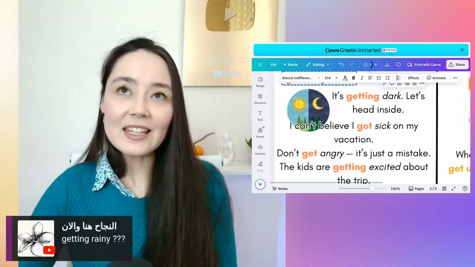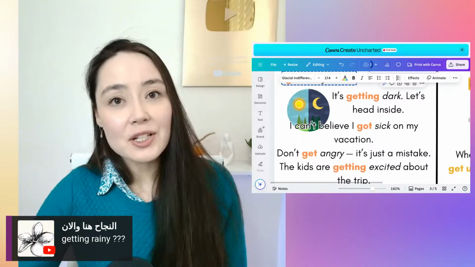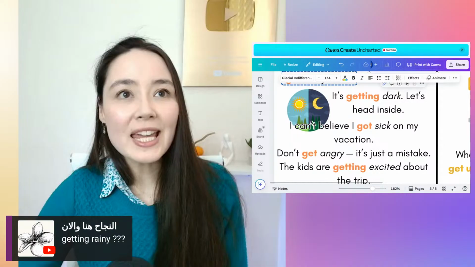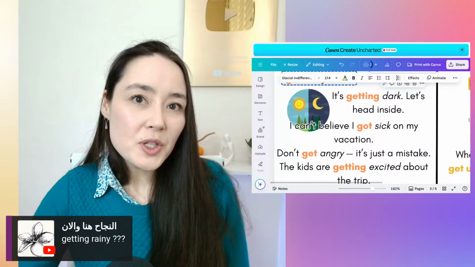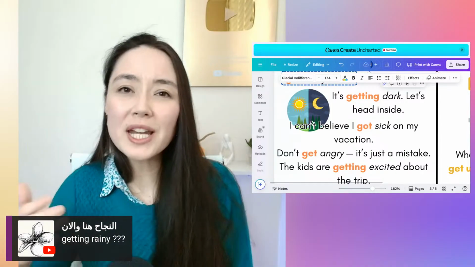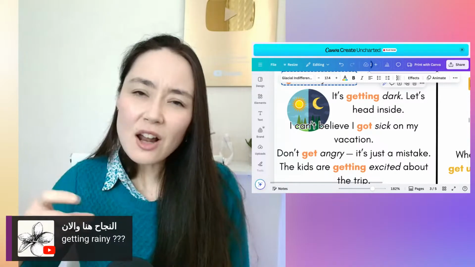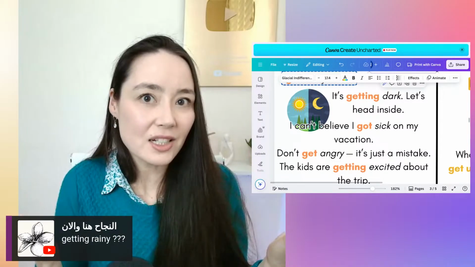Getting rainy. Grammatically, it works. We have get plus adjective. Rain is an adjective. It's getting rainy. However, in this case, normally we would just say it's starting to rain, or it is rainy. It's not so natural to say it's getting rainy, even though grammatically it's correct.